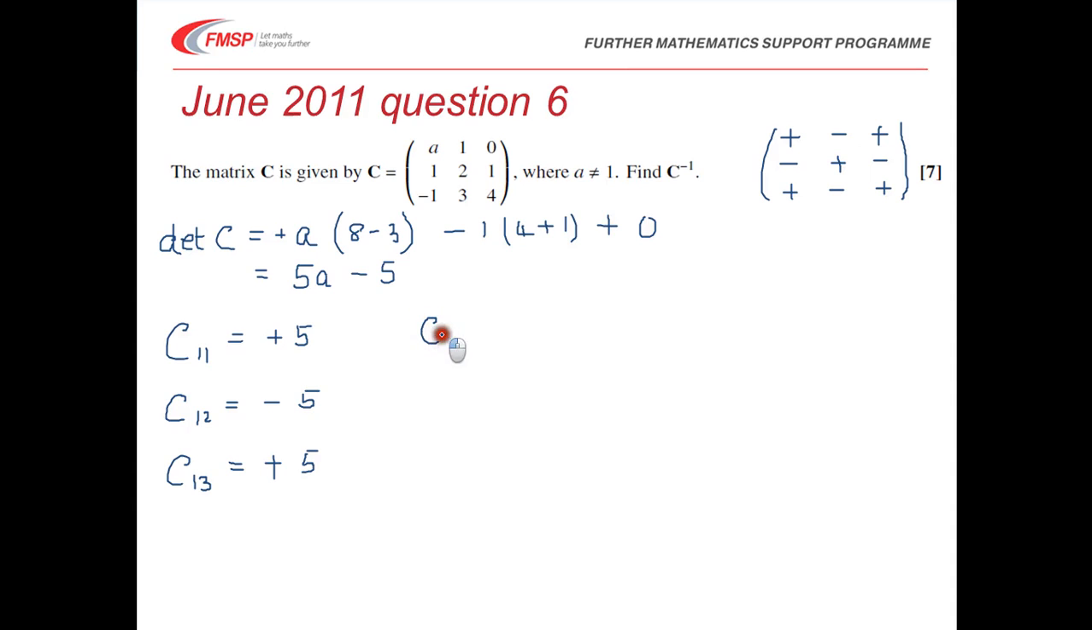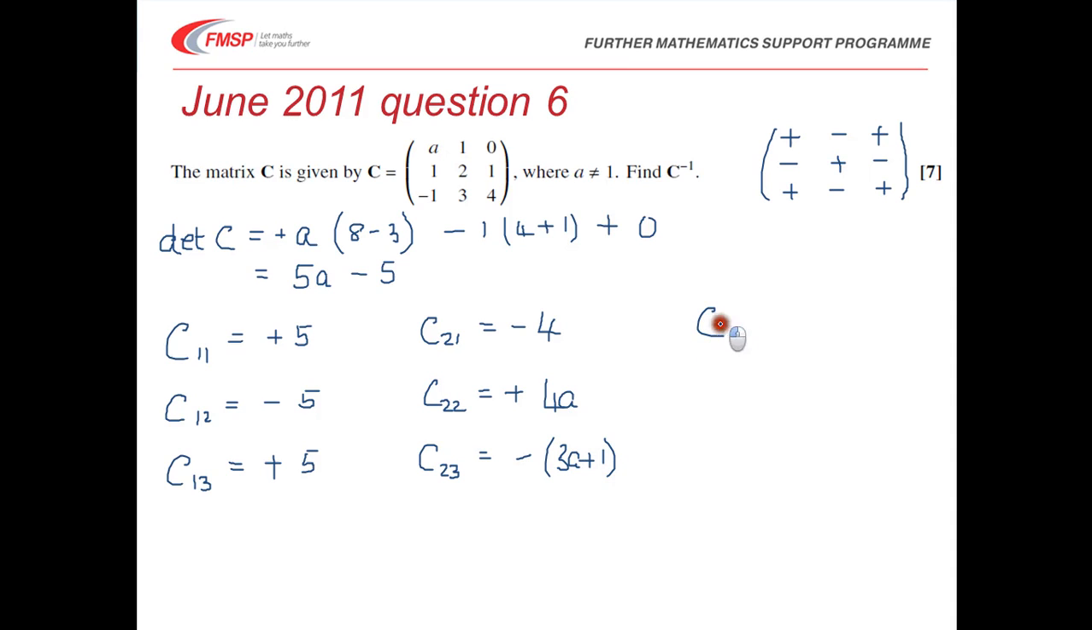Then I'm going to do the same thing for the second row. C21 will have a minus sign attached to it. We cross out the second row and the first column, so you'll end up with the determinant of the 2 by 2 matrix being 4. Then C22 is going to be positive. We cross out the second row and the second column, so we get A times 4 minus nothing, so that's 4A. Then C23. We cross out the second row and the third column. It has a minus sign attached to it, so we're left with minus 3A plus 1.